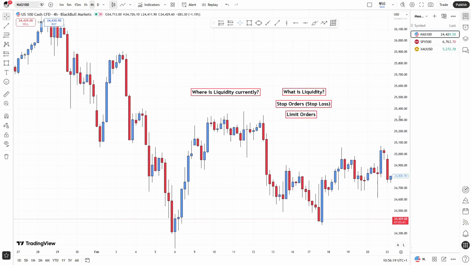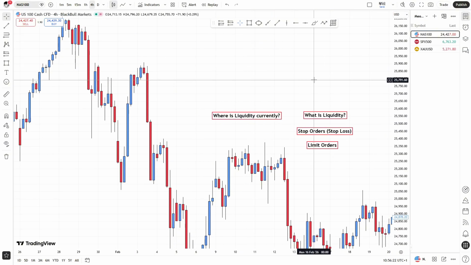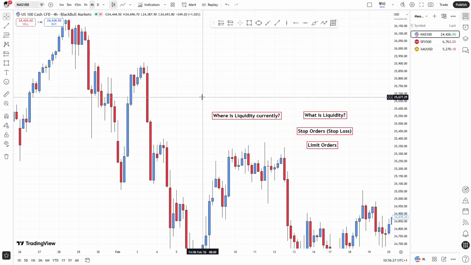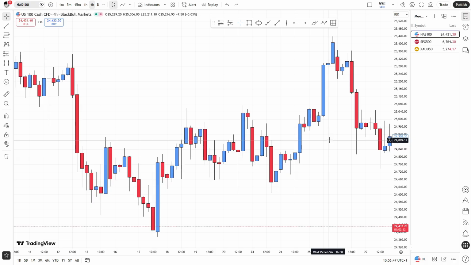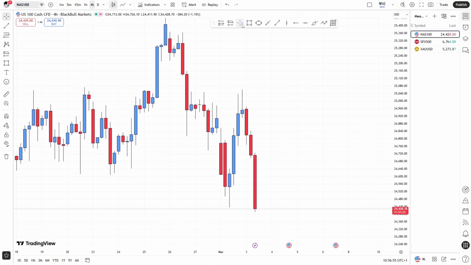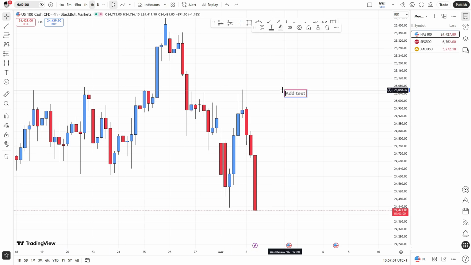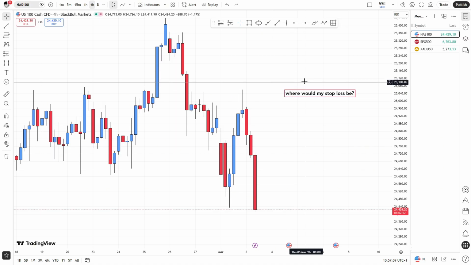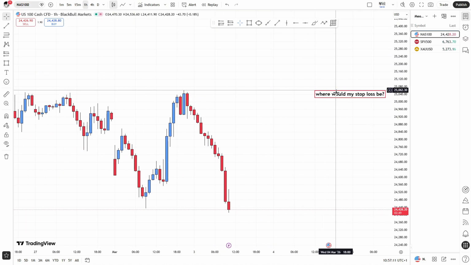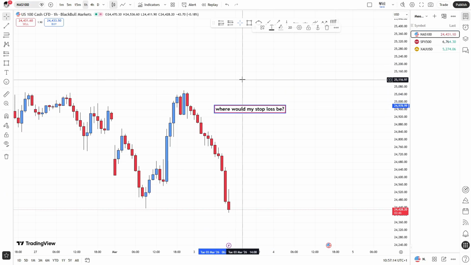And that is a question you should be asking yourself when trading: where is liquidity currently? It's very important that you start thinking of that before you do anything else. Now that you know what liquidity is and how you can spot it on the market, another question I tell myself is, where would my stop loss be? This is also a good question if you don't want it too complicated. It's one I ask on a daily basis, and one you should answer before you take a trade as well.